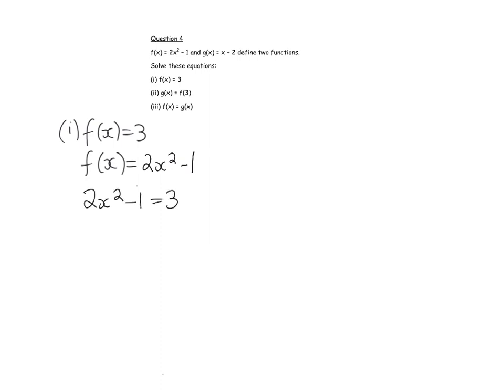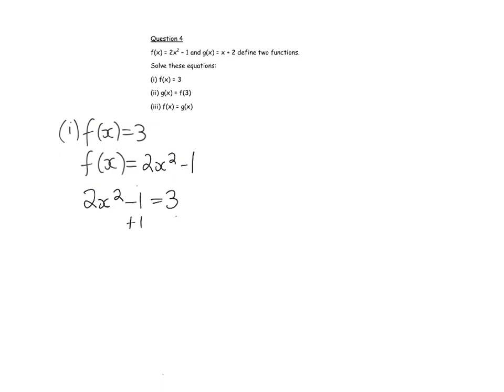Question 4 then, it says f of x is equal to 2x squared minus 1 and g of x is equal to x plus 2, and they define two functions, and asked us first of all to solve f of x is equal to 3. So that's part i. So we know that f of x is equal to 2x squared minus 1. So if those guys are equal, we get 2x squared minus 1 is equal to 3.